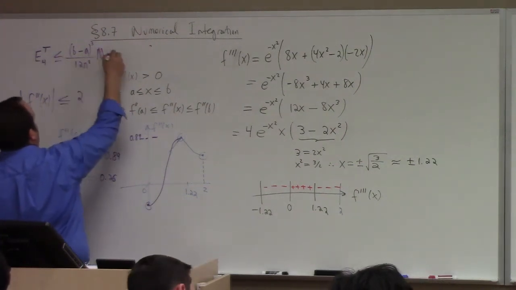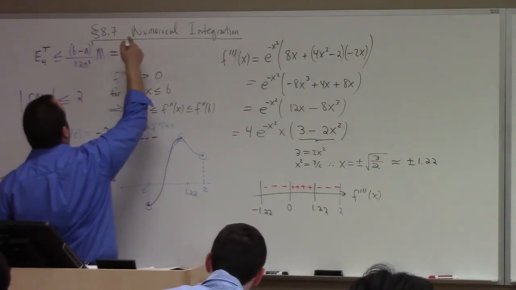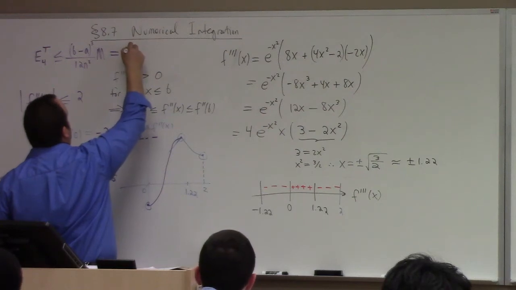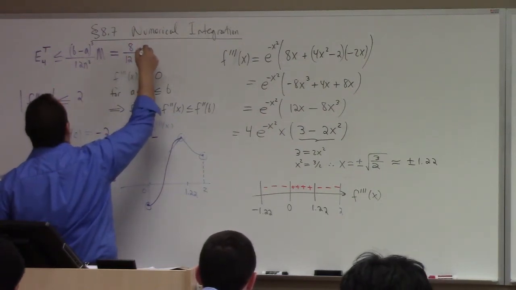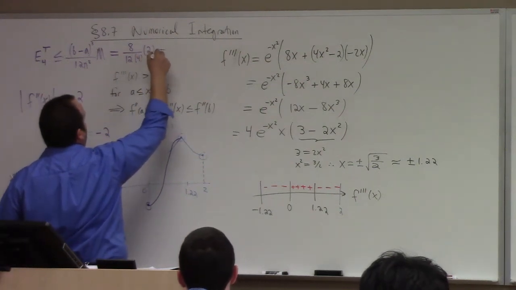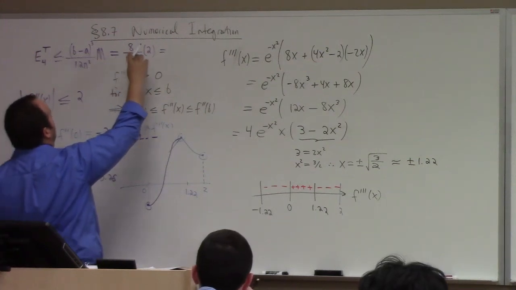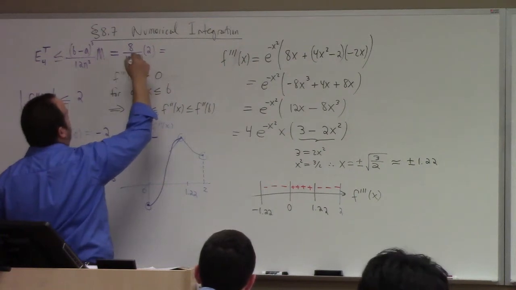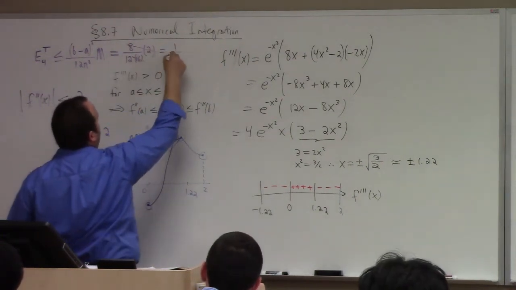So for us, this is equal to, my b was 2, my a was 0. So we've got 2 cubed, 8, divided by 12 times 4. And my m happened to be 2. Oh, n is 4, I'm sorry. You're right, that's 16, isn't it? Thank you. So what do we get? Oh, 1/12.